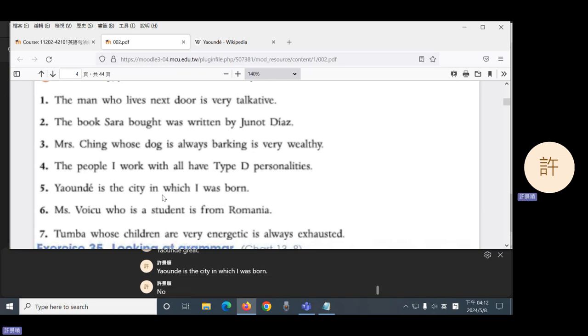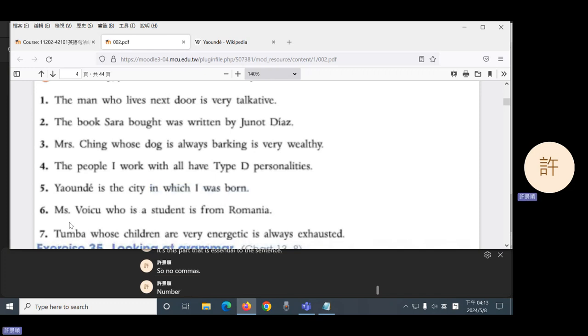No commas. If you take out this part, we don't know what you're going to say about the city. Yes, Yaoundé is a city. So? It's this part that is essential to the sentence, so no commas.